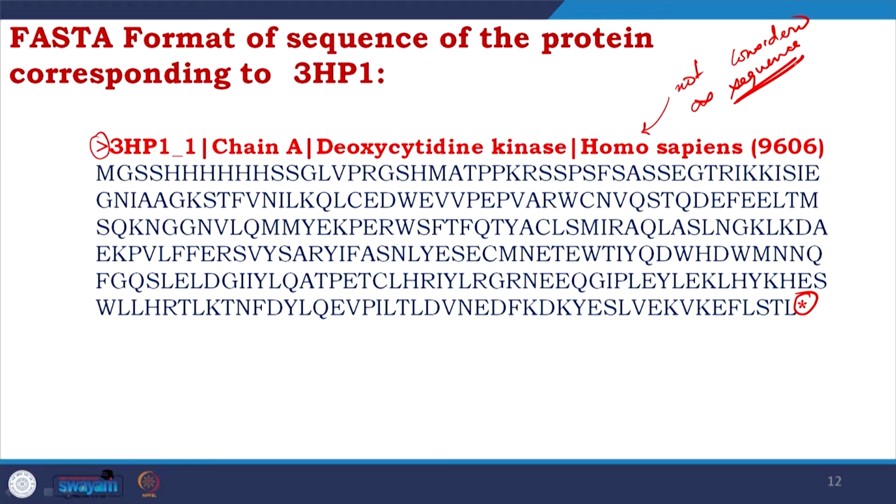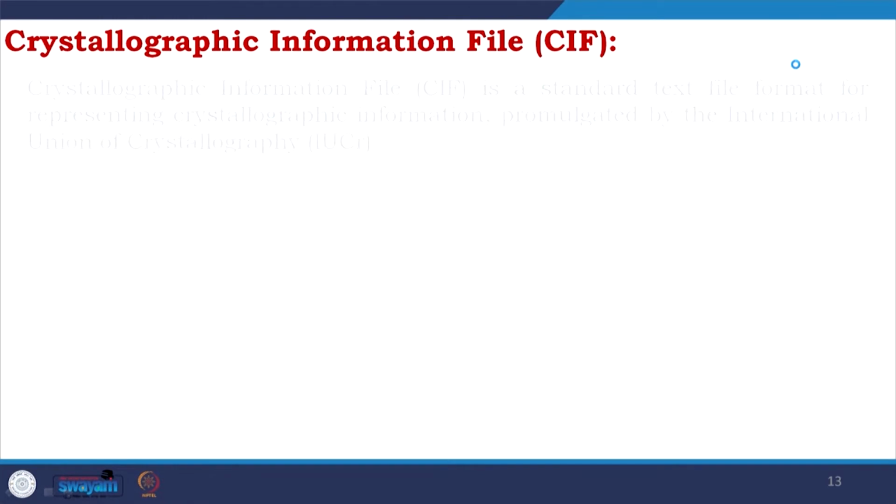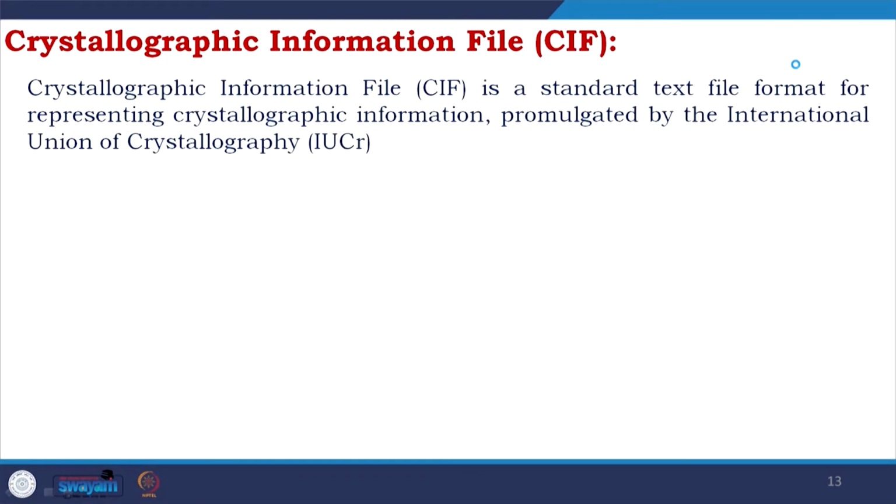Next is the amino acid sequence, M, G and all these things. So, M is for methionine, G is for glycine, and you get the entire sequence of the protein which is used for structure determination. Coming to the second one, the mmCIF.